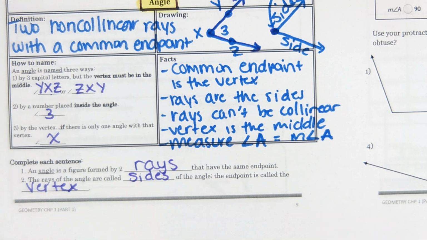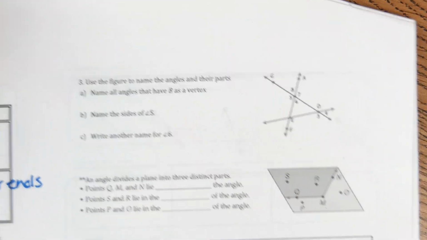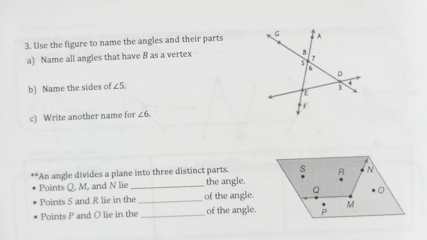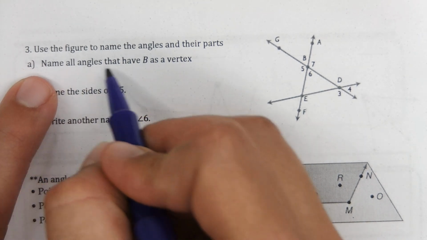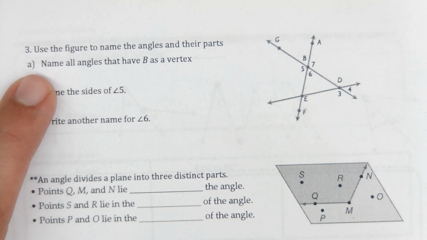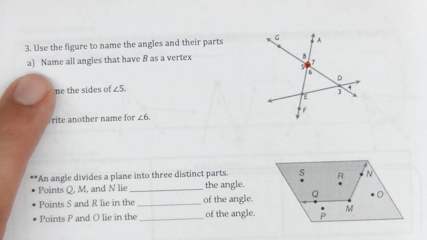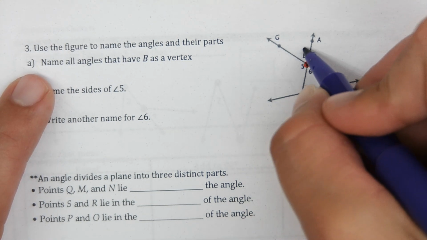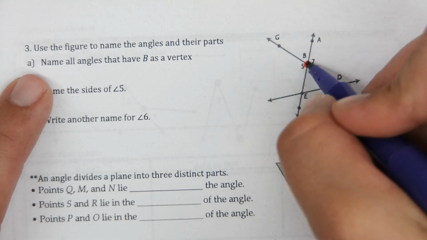Okay, then to the next page, we're going to do some practice with this. There's some practice like this on your homework where it's just using the vocabulary. It wants you to name angles and rays. So here it says use the figure to name the angles and their parts. Name all the angles that have vertex B. Okay, so first of all, find point B, which is right here. And notice around that vertex, there are actually multiple angles. There's 4 of them individually. So this angle right here would be angle GBA.